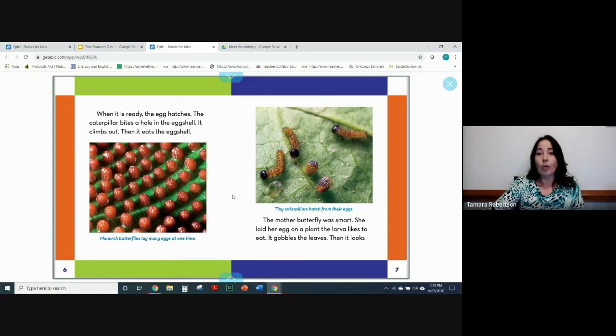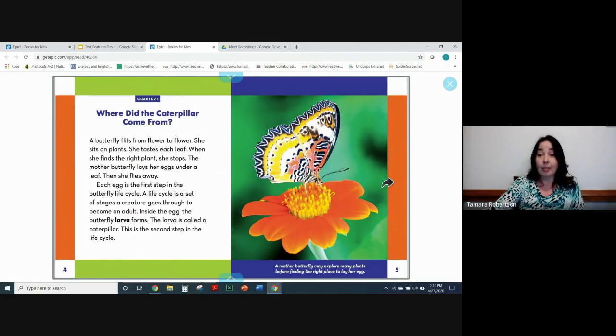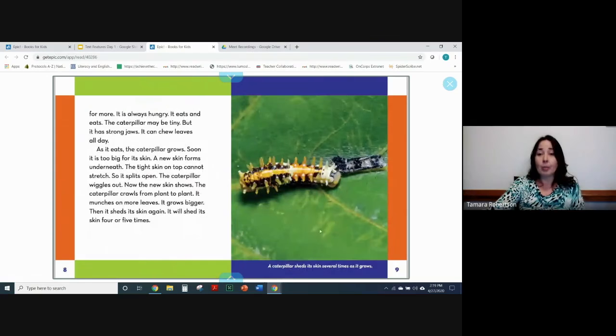So, you ready? You ready to go back and read chapter 1? Oh, I'm sorry, there was one more picture. Here's another photograph, and it says a caterpillar sheds its skin several times as it grows. So this is showing me that a caterpillar has outgrown its skin and it shed. That means it came off. Do you think it's going to get new skin? What happens when the skin comes off? I think I'm going to have to read the book to find out.